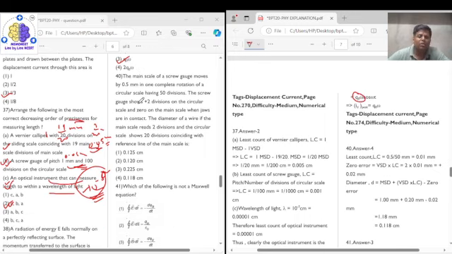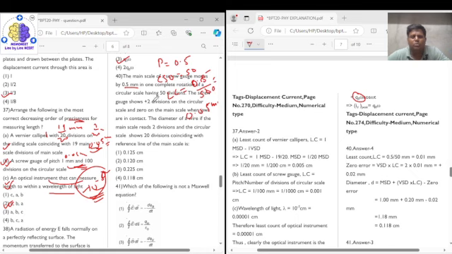Coming to question number 40, it says that the main scale of a screw gauge moves 0.5 millimeter in one complete rotation of the circular scale having 50 divisions. So here they are giving you pitch equals 0.5 and circular scale divisions equals 50, right? So least count will be 0.5 upon 50, which will be 0.05 millimeter. So they have given you the least count.